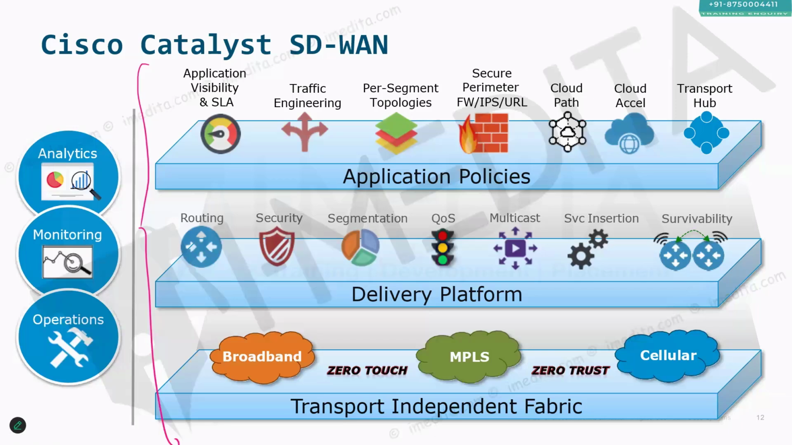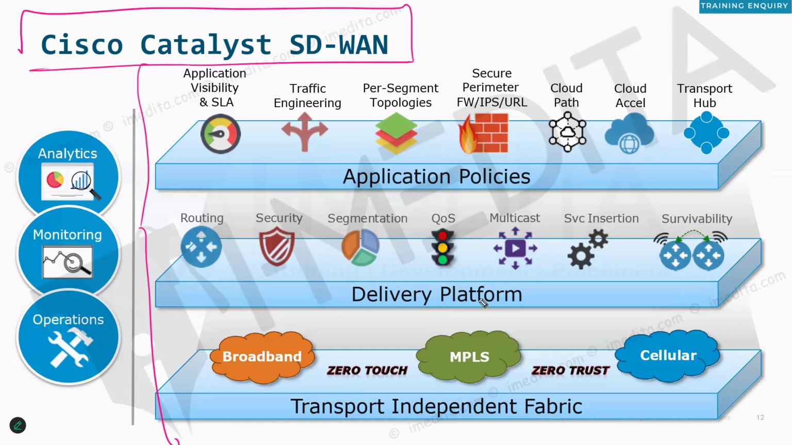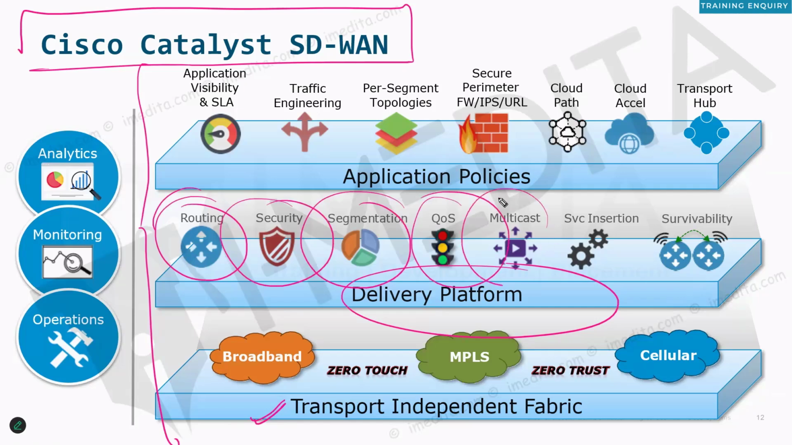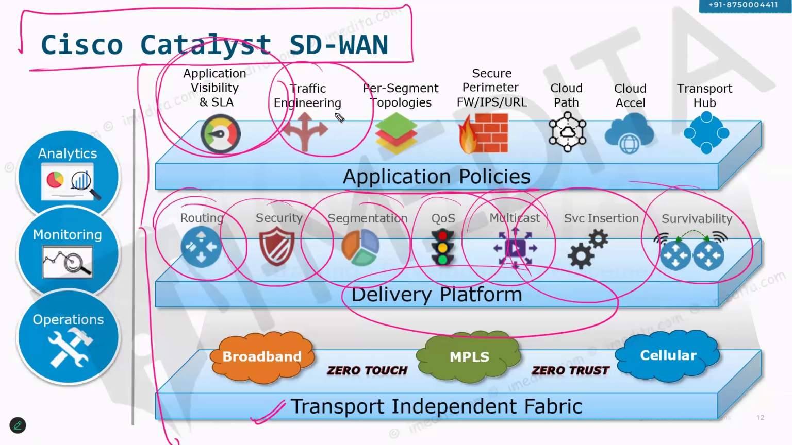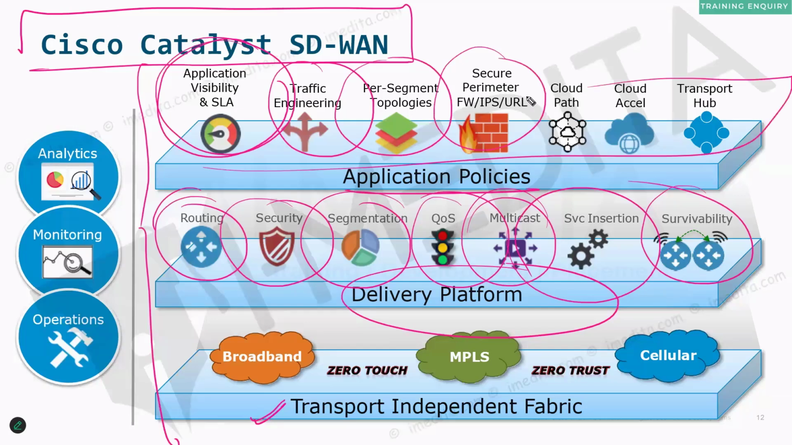We are talking about, by the way, Cisco Catalyst SD-WAN. Cisco Catalyst SD-WAN provides all these functions: transport independent WAN fabric, routing, security, segmentation, quality of service, multicast, survivability, service insertion, and different other functions. We can also enforce different types of policies, such as application visibility and SLA, per-VPN segmentation, and so on. So we have different application policies that we can deploy in our SD-WAN.